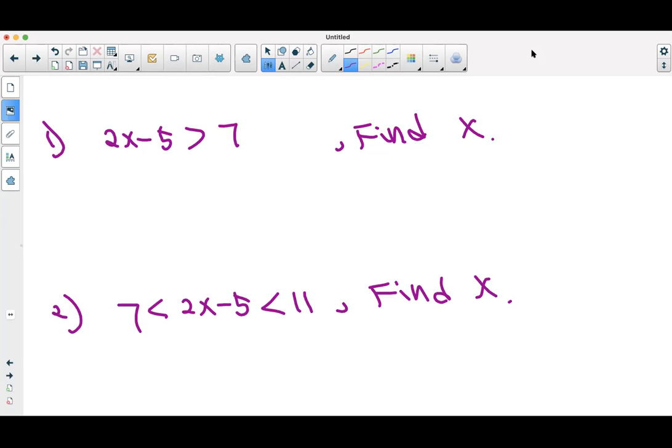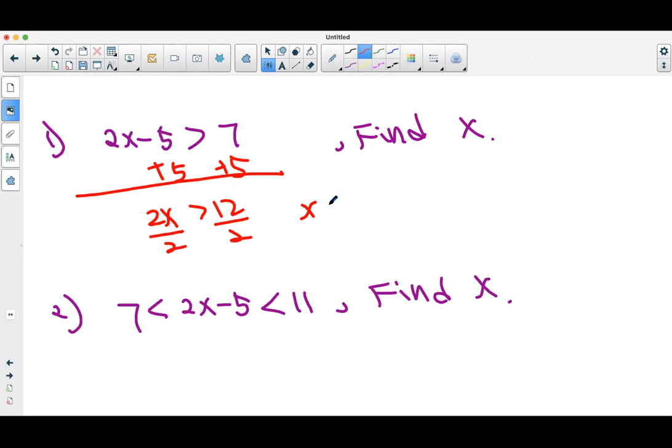As you guys are doing it, more than anything, how do you approach this one? The how is a question that I'm looking at. In the first case, all you have to do is just add 5. And then we get 2x, which is greater than 12. Then we divide by 2, and x is greater than 6.